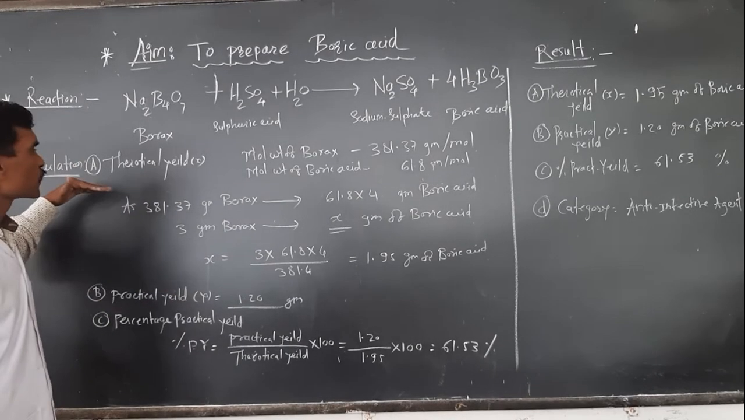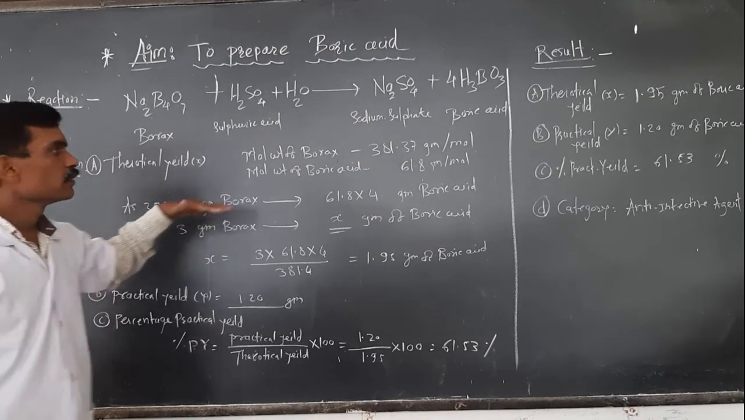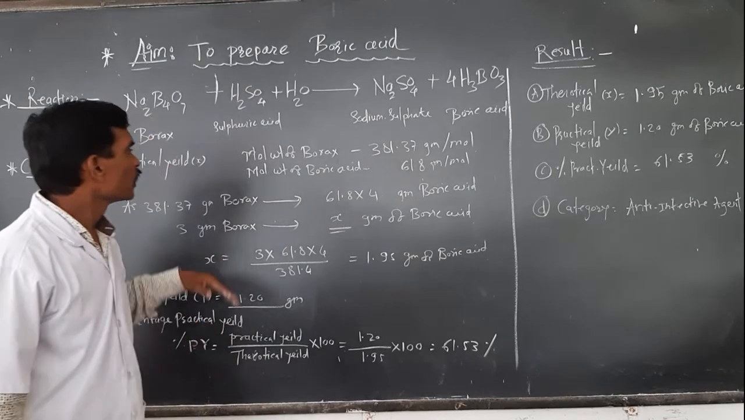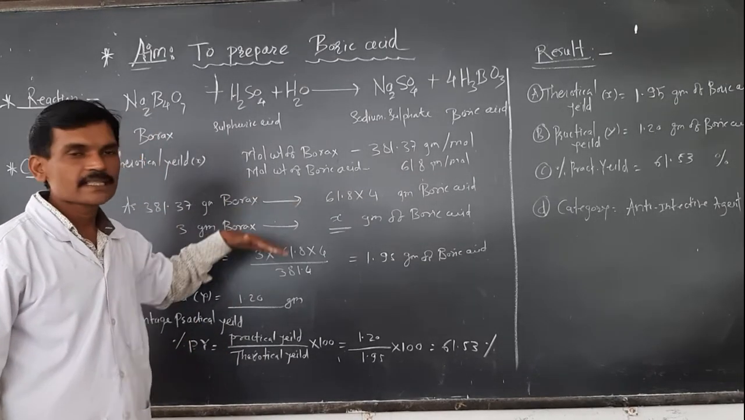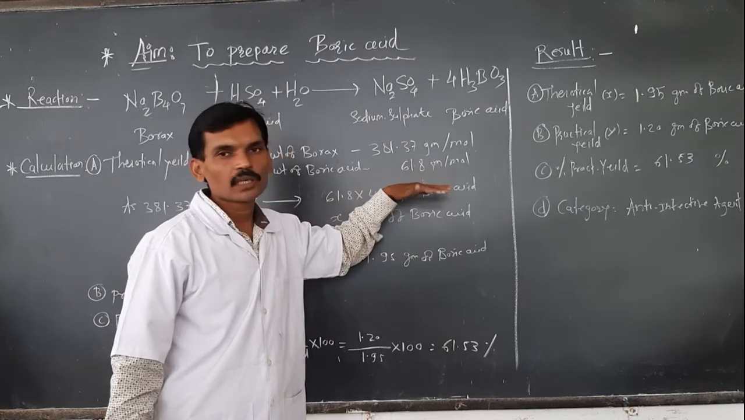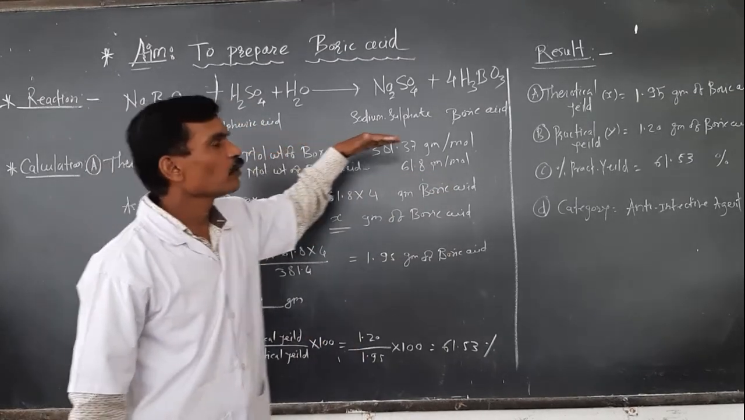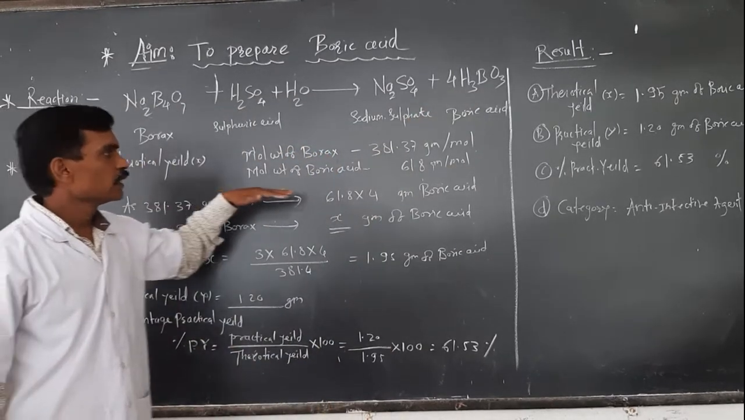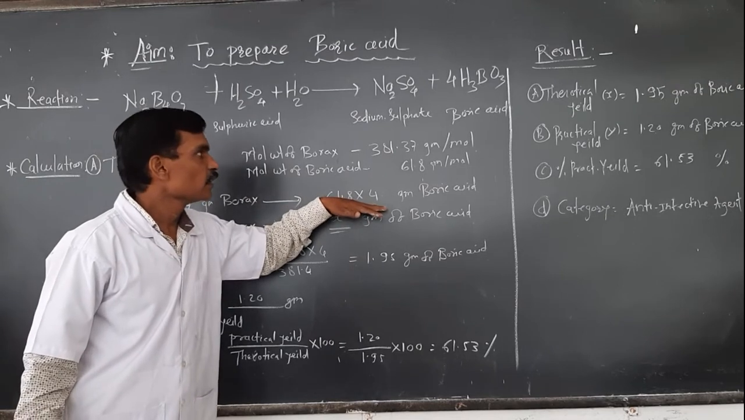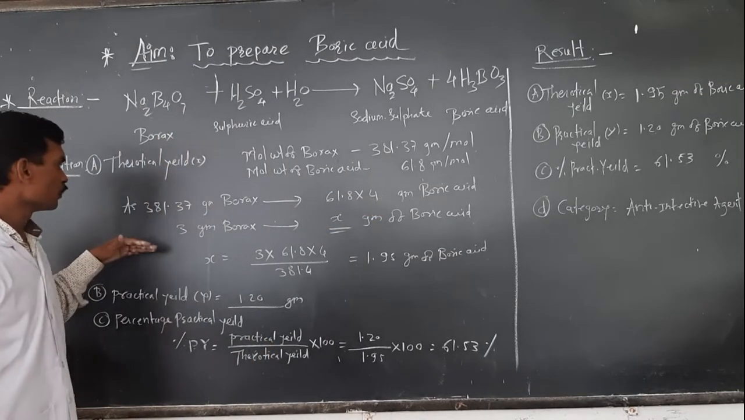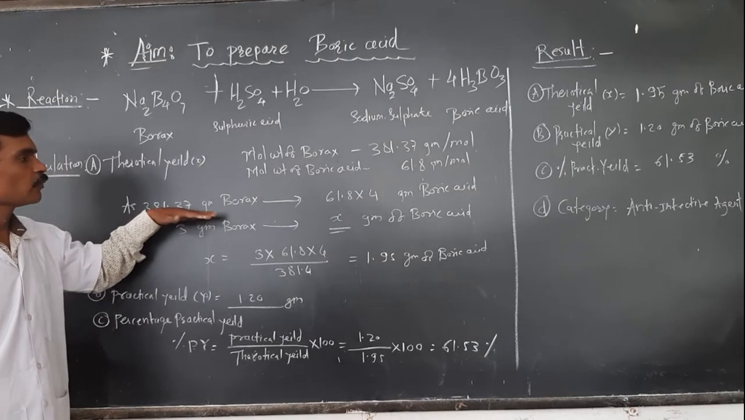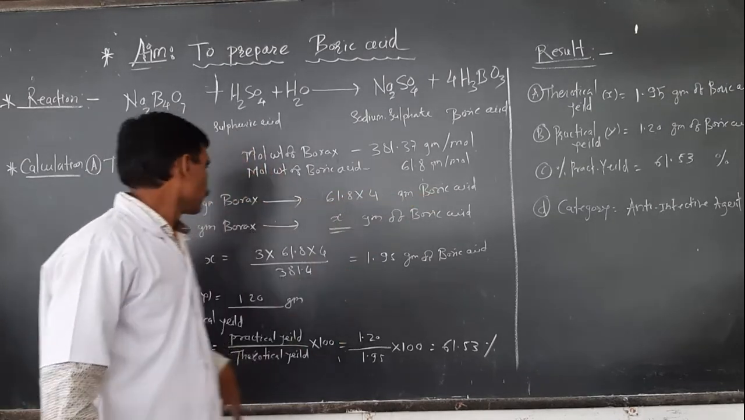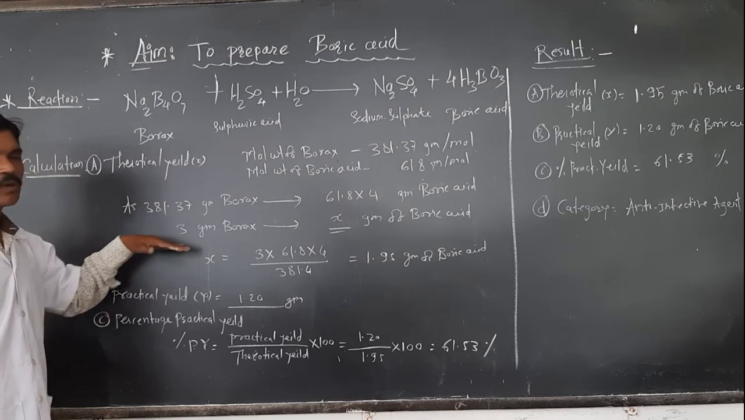Here in the calculation, first of all we have to calculate the theoretical yield. The molecular weight of borax is 381.37 gram per mole, while the molecular weight of boric acid is 61.8 gram per mole. So remember that in the reaction we get 4 molecules of boric acid. Whenever we calculate the theoretical yield, we have to take into consideration that there are 4 molecules of boric acid. So 381.37 gram of borax will give 61.8 into 4 of boric acid. We have taken 3 gram of borax as starting material.